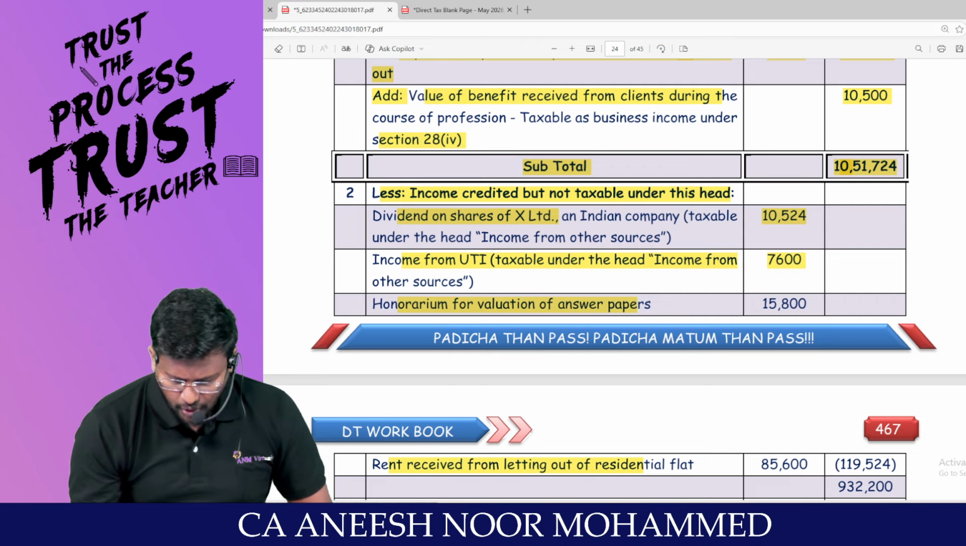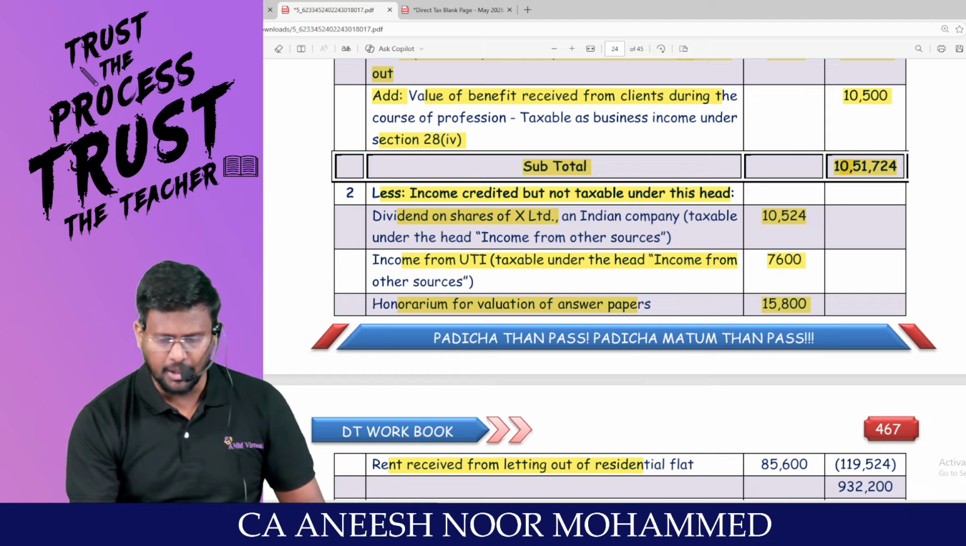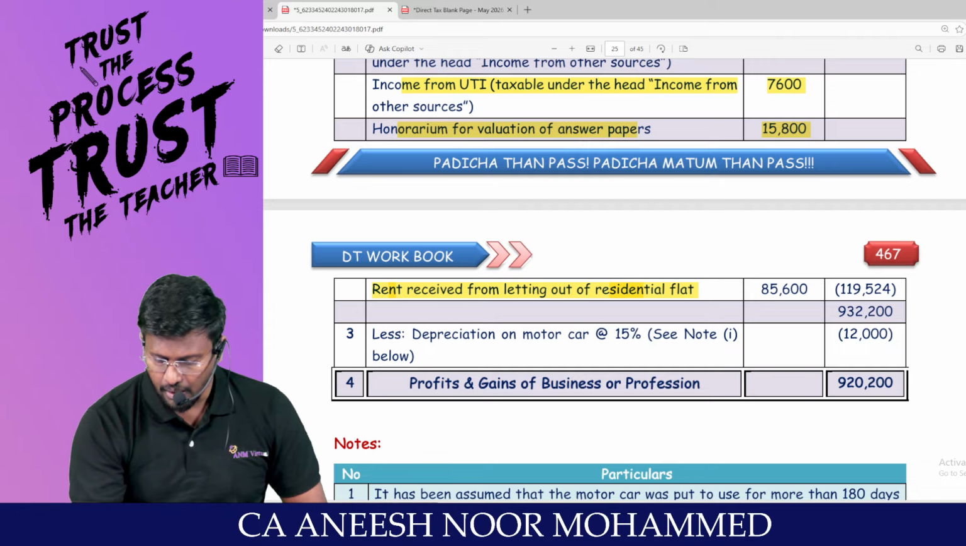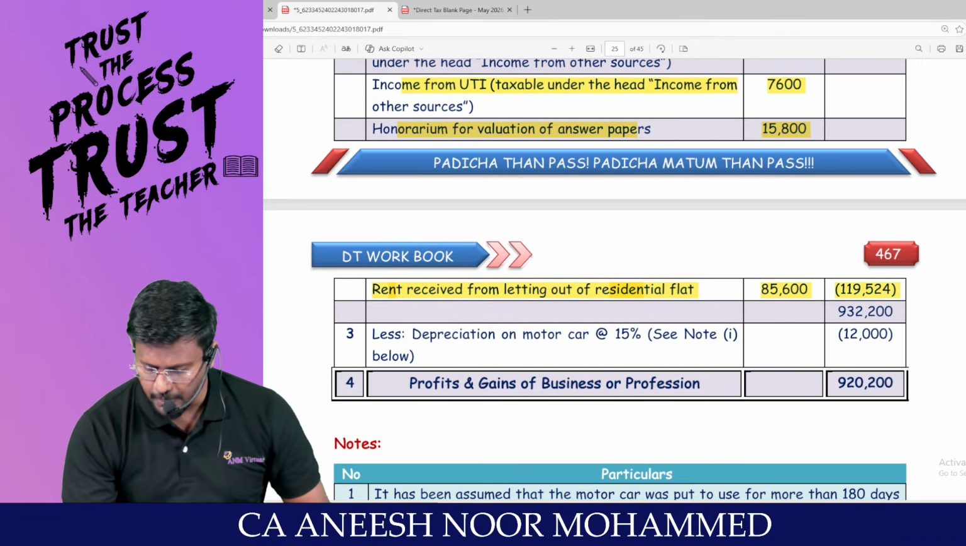Honorarium for valuation of answer paper. Sir, this is an IFOS income. Deduct from PGBP, include in IFOS. Rent received should be taxable under IFHP. Deduct from PGBP and show it under IFHP. This much you will get.